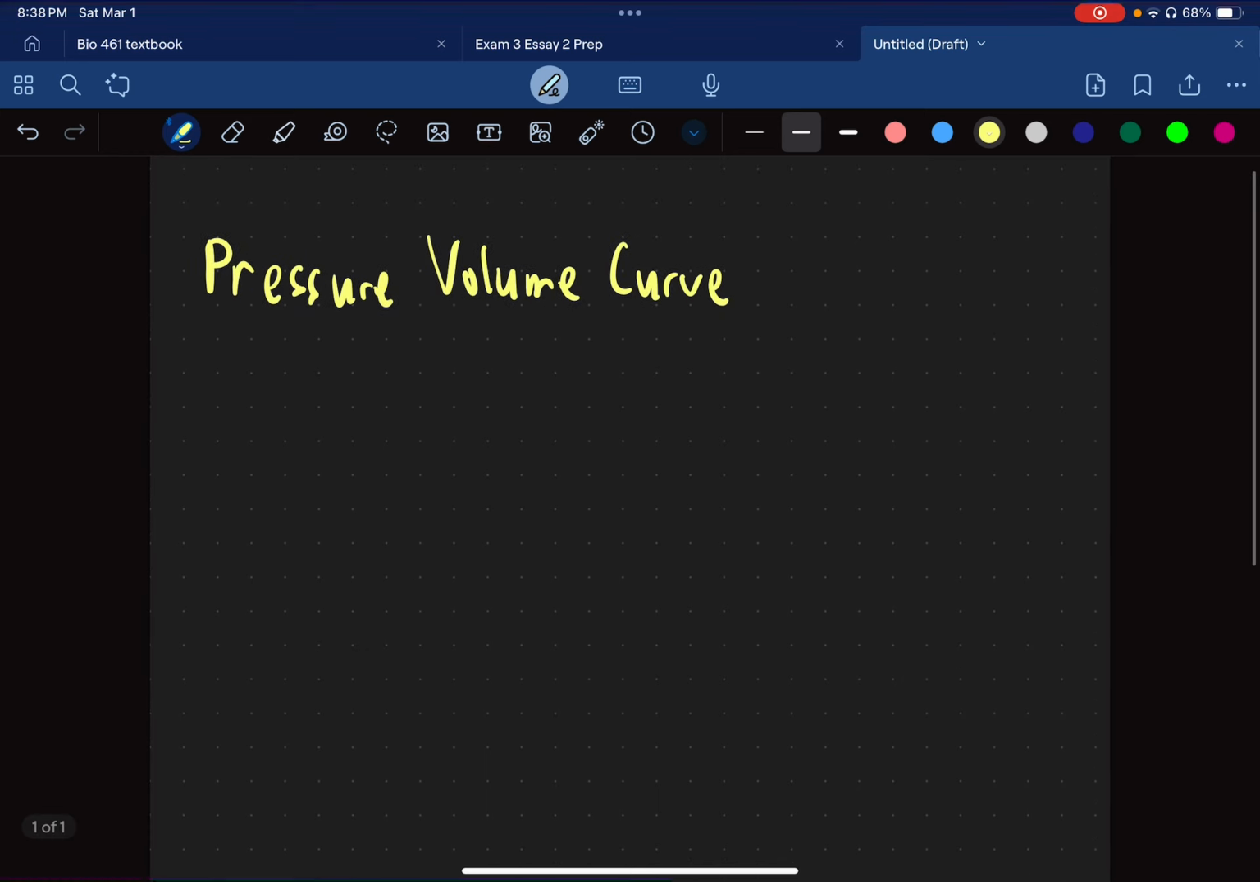The pressure volume curve is a way that we can kind of visualize how pressure and volume are related in the left ventricle and how when one changes, it affects the other.